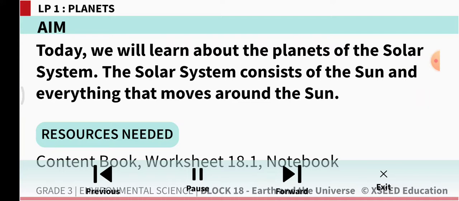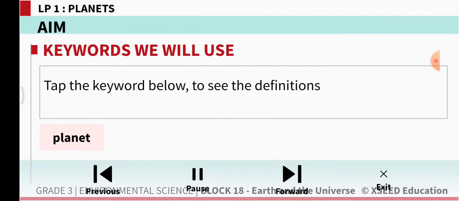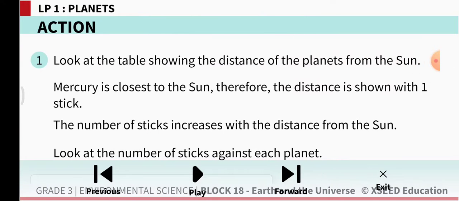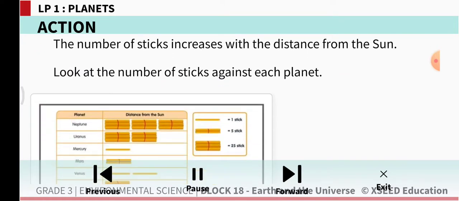Today we will learn about the planets of the solar system. The solar system consists of the sun and everything that moves around it. A planet means a large round object in space that moves around the sun. Okay, now look at this table.